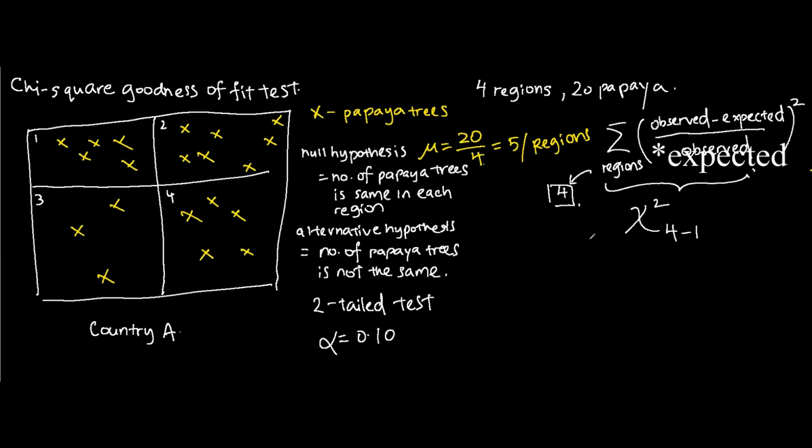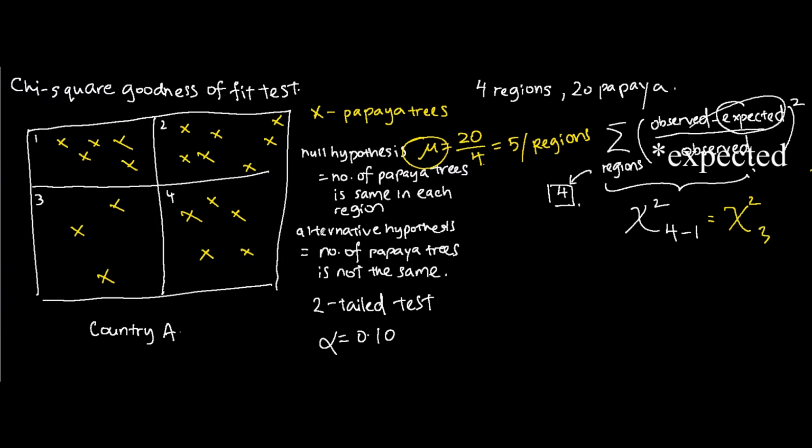Because the thing is that you are estimating this parameter, which is the expected number of papaya trees in each region, because you are guessing. So the thing about degrees of freedom is that if you are estimating a parameter itself, you have to subtract by the number of parameters that you're estimating, which in this case is that the number of papaya trees in each region is actually 5, all right. So in this case, we have a chi-square statistic with a degree of freedom of 3.